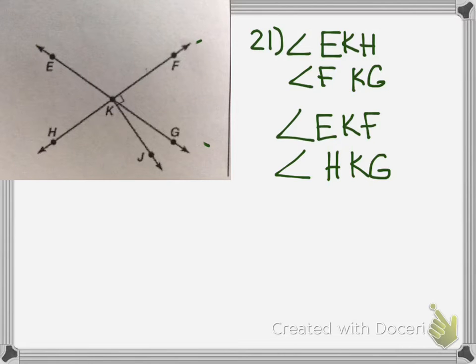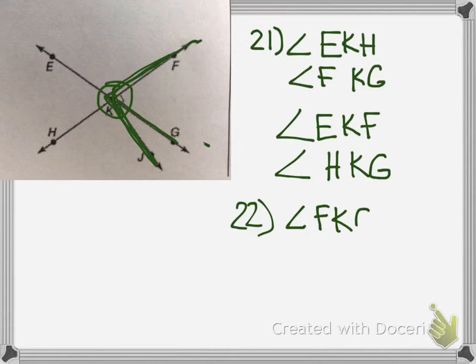Alright, so let's look at 22. That little square means there's a right angle. So here's the angle right here. That means this line cuts that into two parts. Thus, the two angles formed by that line now become complementary. So angle FKG and angle GKJ are complementary. That's all there is to that. Again, know your definitions.